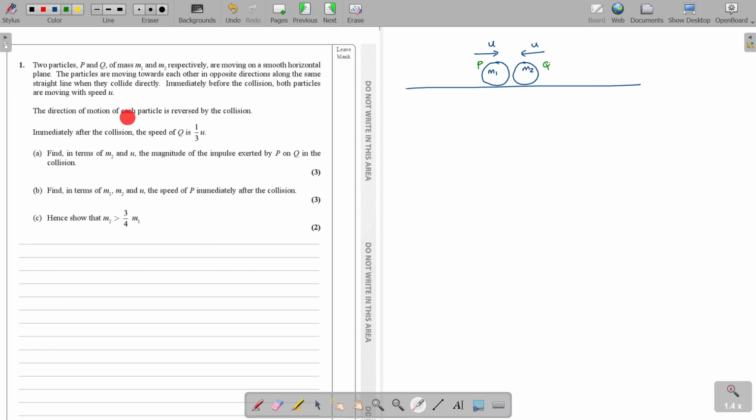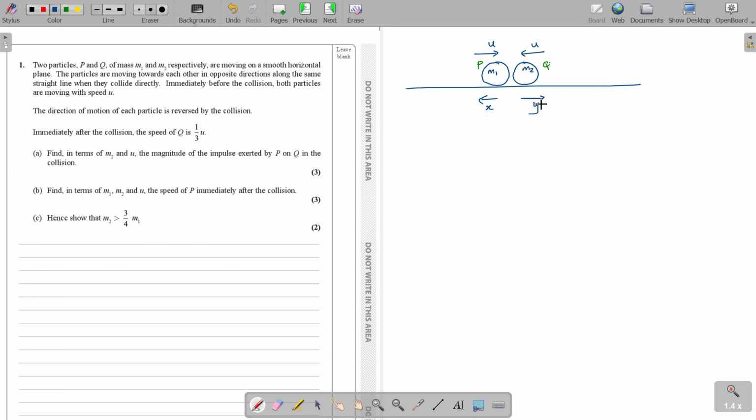The direction of motion of each particle is reversed by the collision. So both the particles' velocities are reversed. On top I mark the initial velocities, and after impact speeds I will mark at the bottom, so we don't need to draw another diagram. I will mark them as x and y, where x is the speed of particle P after the collision and y is the speed of particle Q after the collision.